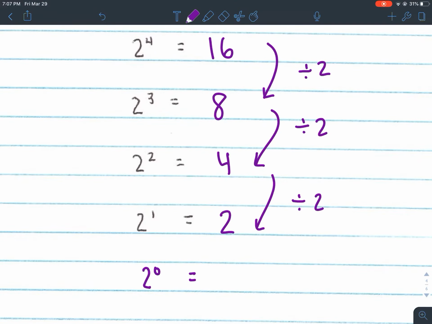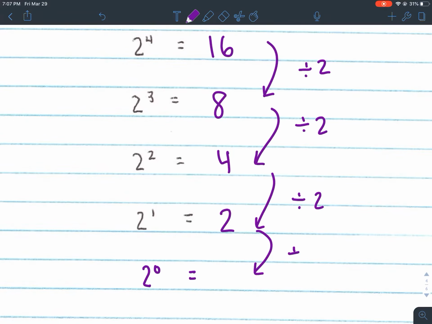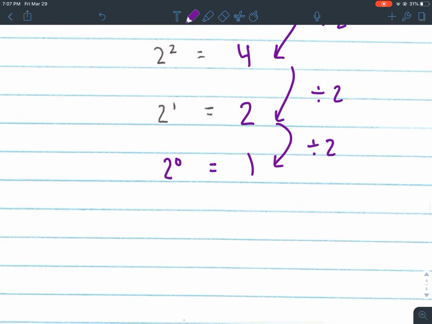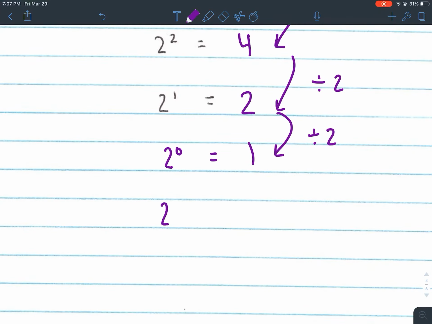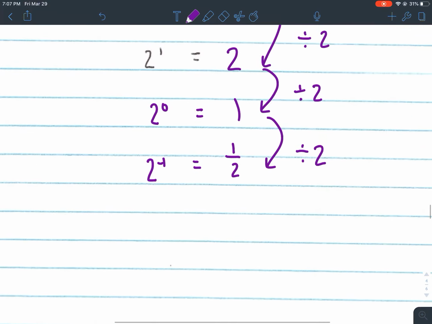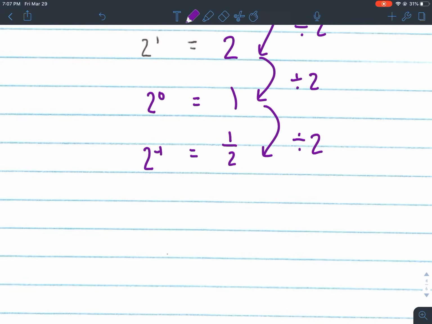So I have 2 to the 0 here. Let's do it. 2 divided by 2 is going to give me 1. So 2 to the 0 is 1. That's correct. Let's keep going down another number. 1 divided by 2 is what? 1/2. 0.5. Let's do one more. 2 to the negative 2, 1/2 divided by 2 is going to be 1/4.